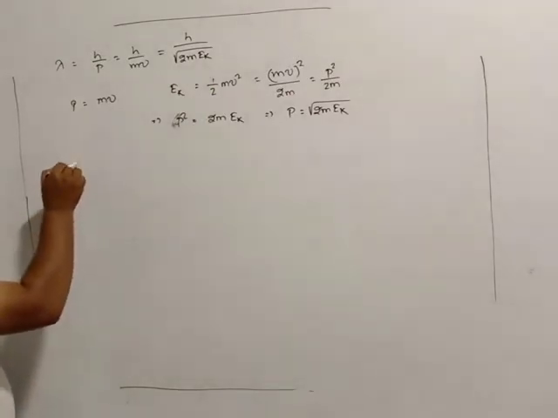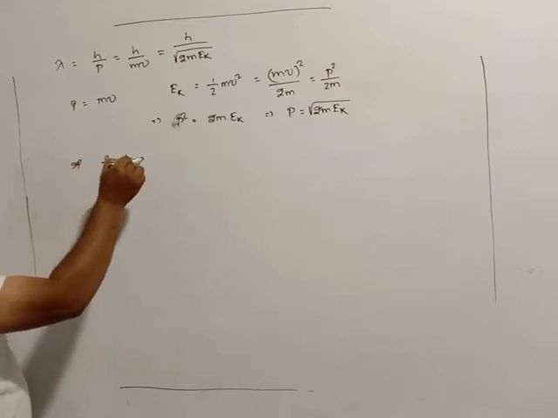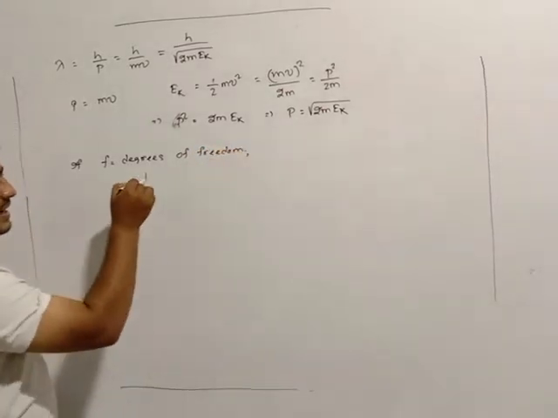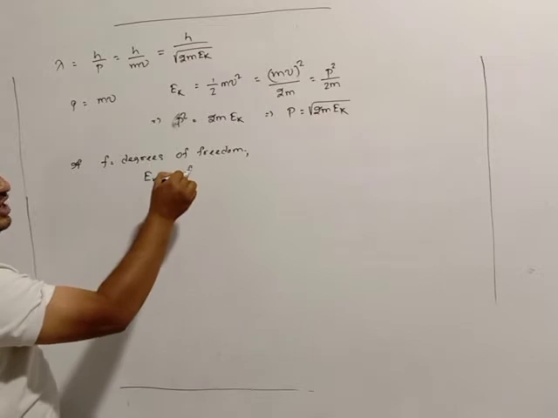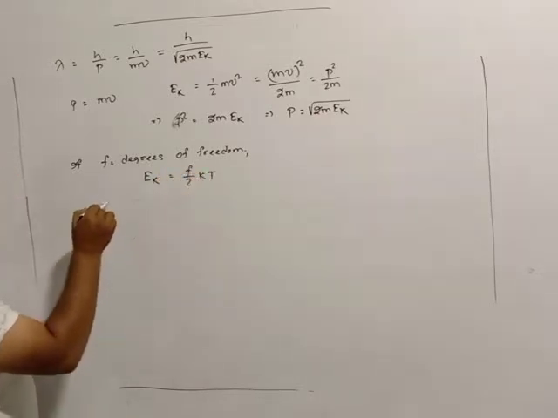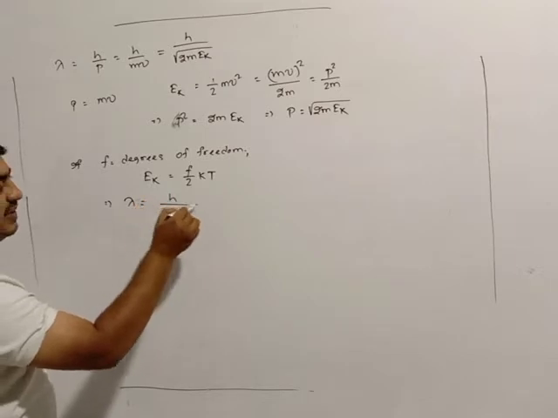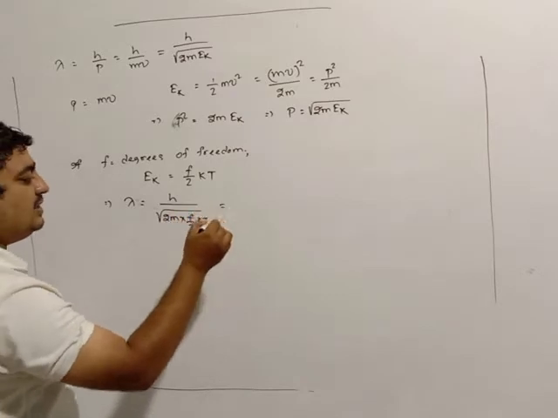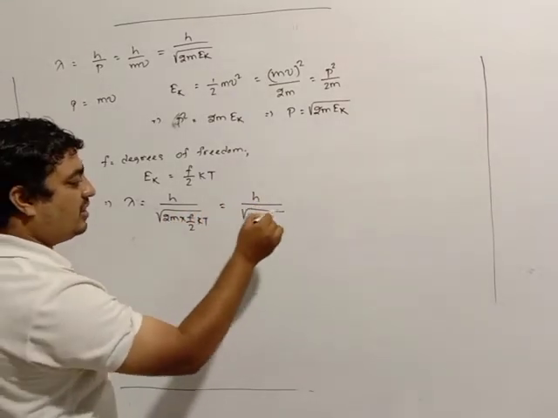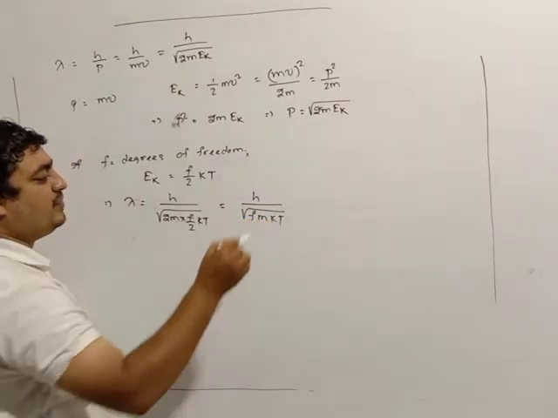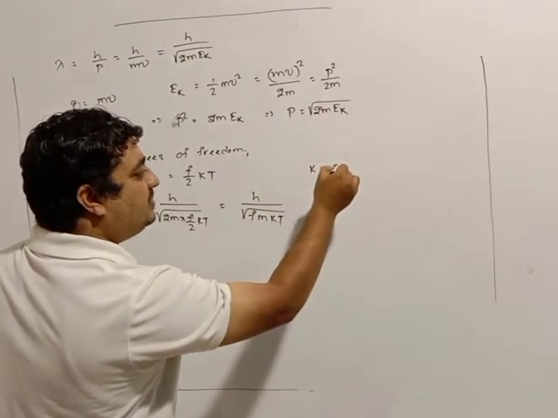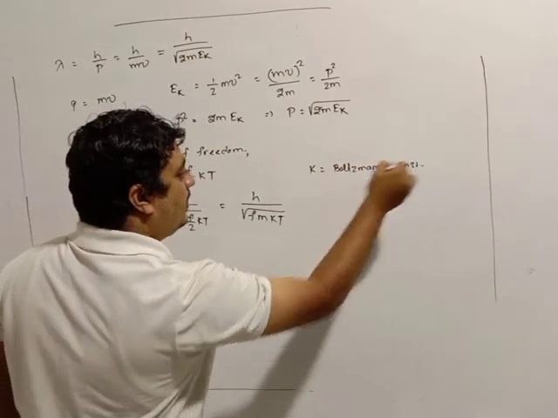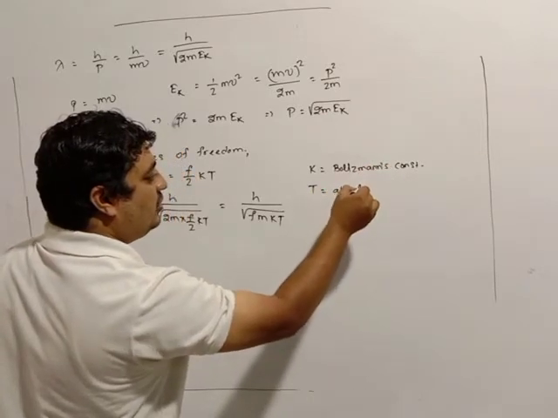Next, if f equal to degrees of freedom, then kinetic energy of a molecule is f by 2 kT. So lambda will be h by root over of 2m into f by 2 kT. This is equal to h by root over of f m kT. Here k is Boltzmann's constant, T is absolute temperature.